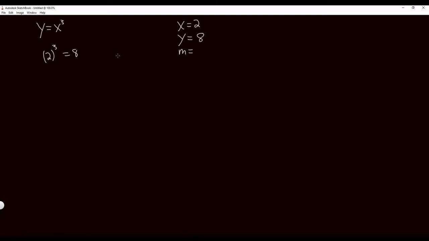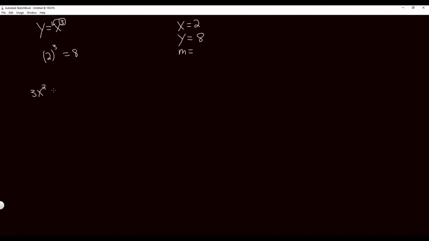To find our slope, we need to take the first derivative of our function and then plug in x into that derivative. So using the power rule, to find the derivative of x cubed, we will take the exponent and bring it out to the front and then subtract 1 from the exponent. So our derivative is going to be equal to 3x squared.